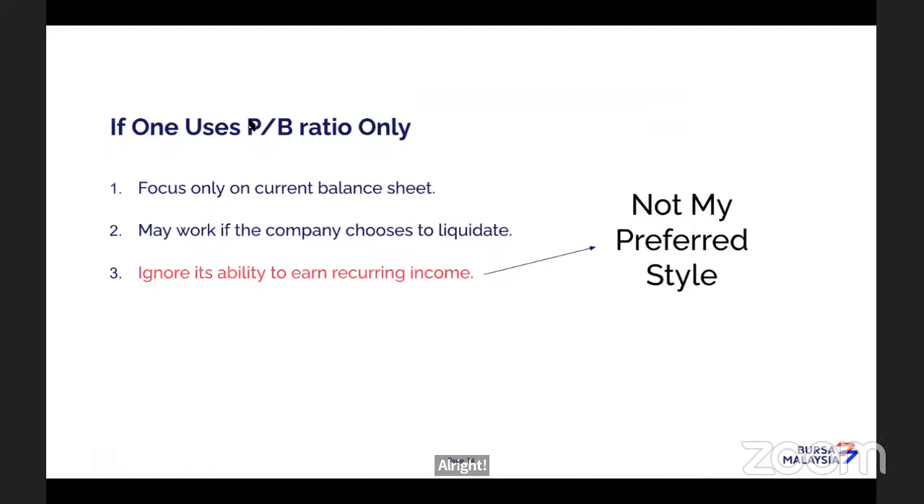So the thing is that when it comes to PB ratio, it's really not my preferred style. If one only uses PB ratio to evaluate a stock, it is actually just a valuation metric that focuses only on the current balance sheet. And this may work if the company chooses to liquidate, which most likely it will not. And I'm not too interested to find companies that will liquidate, to be honest. So this is not my preferred style, as it totally ignores the company's ability to earn recurring income.